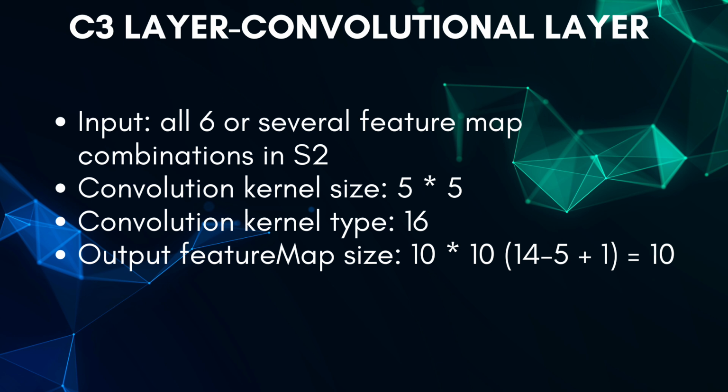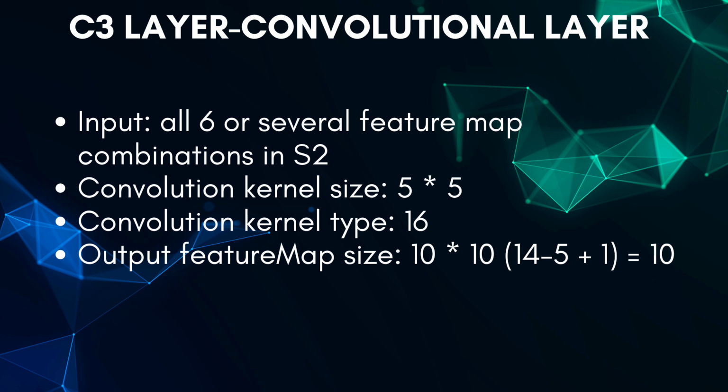The first 6 feature maps in C3 connect to 3 adjacent feature maps from S2. The next set of 6 feature maps connects to 4 adjacent feature maps, while the following 3 maps use 4 non-adjacent feature maps from S2. Finally, the last feature map takes inputs from all 6 feature maps in S2. Now, let's dive into the trainable parameters.